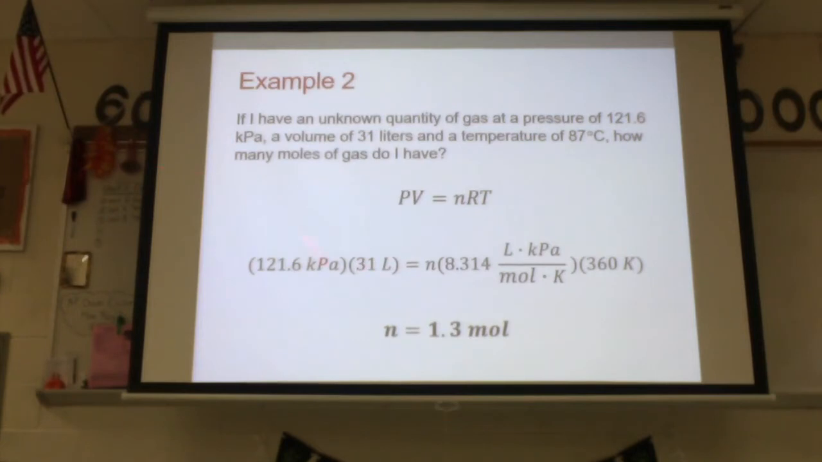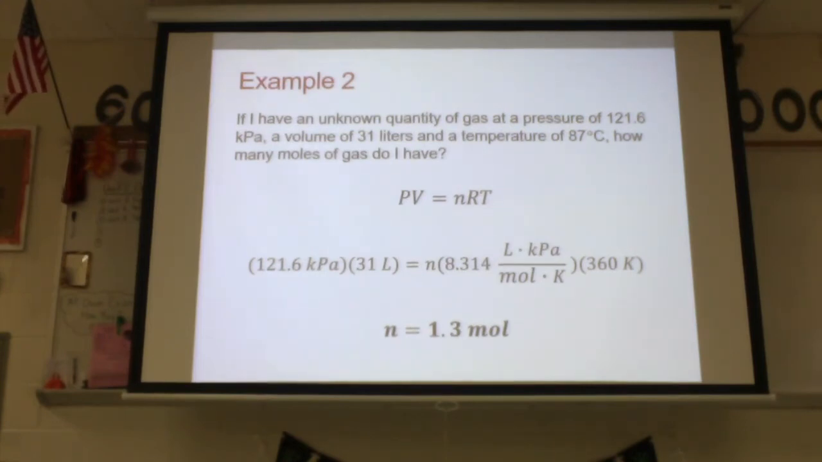So how many moles of gas do I have? Well, my pressure is 121.6 kilopascals. My volume is 31 liters. I'm looking for moles. How did I know to use 8.314? Because it's in kilopascals. What if I didn't know this one? What could I do to my value of pressure? I could convert it to atmospheres and use the 0.0821. Does it make a difference? You get the same answer.